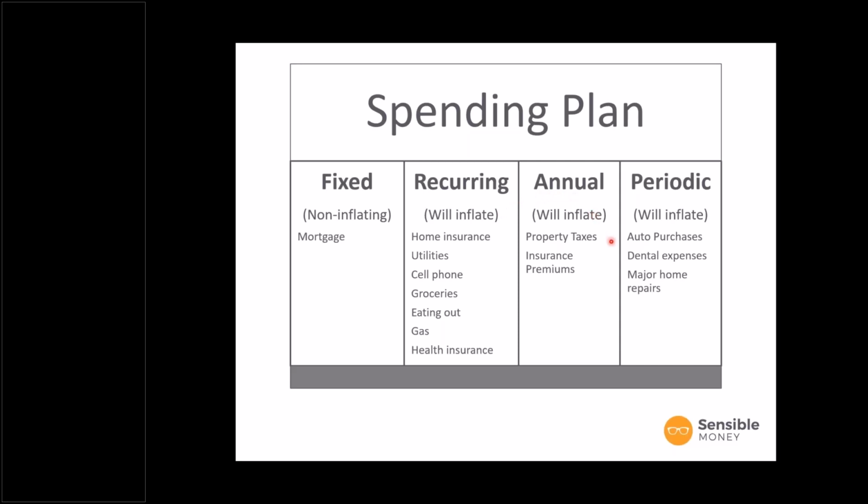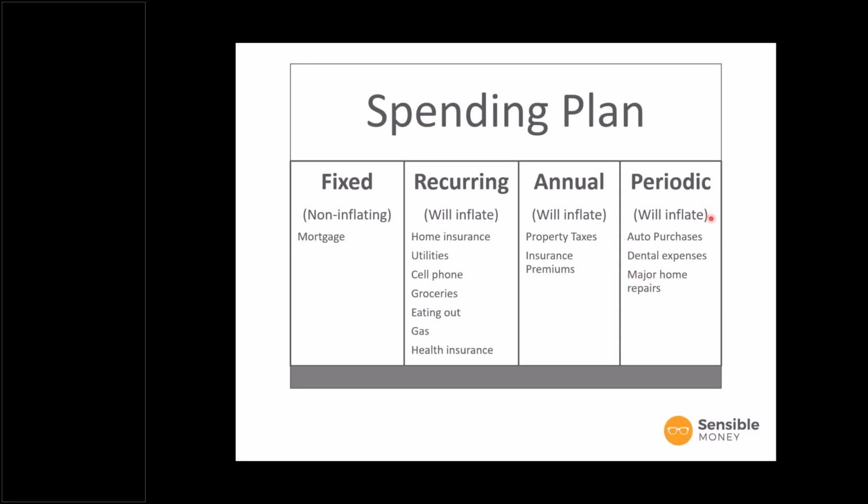There's annual expenses, things like property taxes. If your mortgage is paid off, that might not be built into the mortgage payment. Insurance premiums, some people pay their auto premiums or long-term care premiums or homeowners insurance once a year. Those things are going to occur annually, and they will have inflation. Sometimes people forget to build these expenses into their budget because they're looking at their monthly items only.